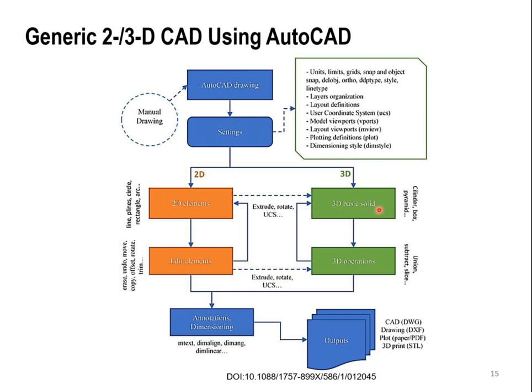The other way we can do it is 3D-based solids with 3D operations, and then once again you send it to the annotation and dimensioning, and then you send it as an output. The output can be CAD drawings, it can be a drawing file like DXF, it can be a plot, like on paper or PDF, or it can be a 3D printed file by making an STL file first and then sending it to additive manufacturing.